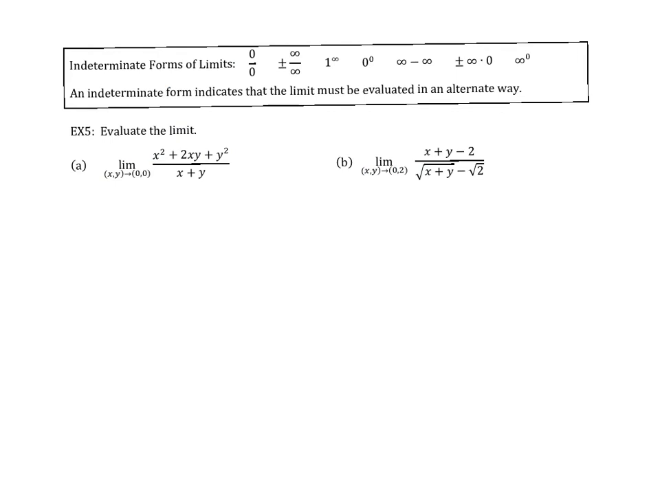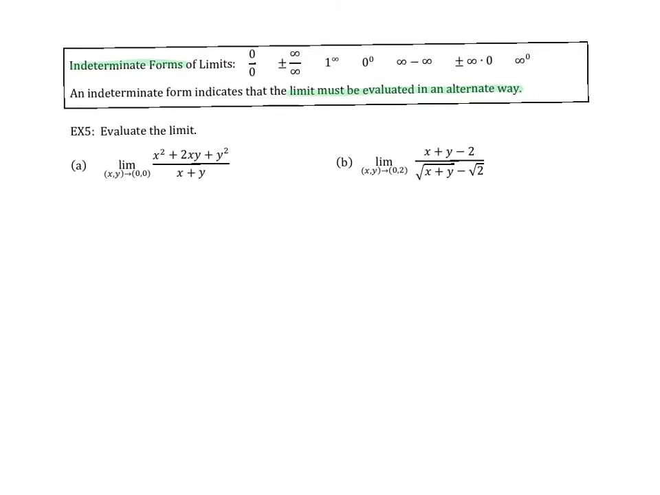This would be a good time to review indeterminate forms of limits. So all of these forms, if you're evaluating a limit and you get any of these indeterminate forms, remember what that means. It indicates that the limit must be evaluated in an alternate way. None of these mean the limit does not exist. None of these mean 0 or 1. It just means you have to evaluate the limit in another way. So with limits, you plug and chug. If that doesn't work, try some algebra.